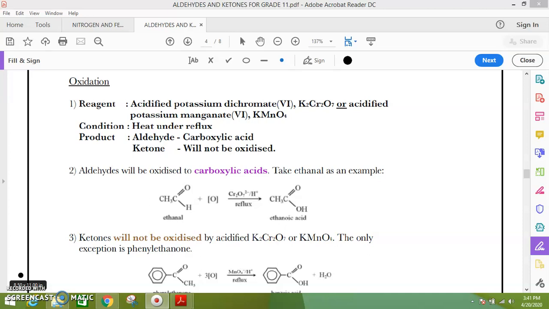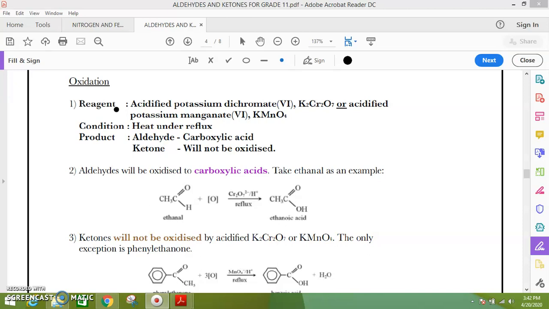We have another lesson, oxidation of aldehyde and ketones. Last lesson we studied reduction, now oxidation. So what is oxidation? Removal of hydrogen and addition of oxygen. It is the opposite of reduction. So we need a reagent for oxidation.